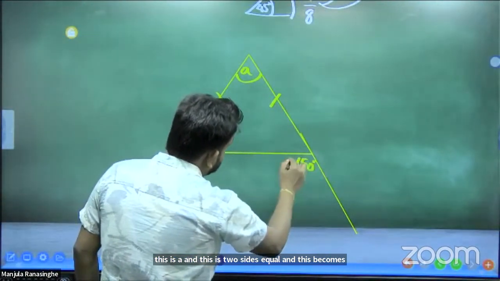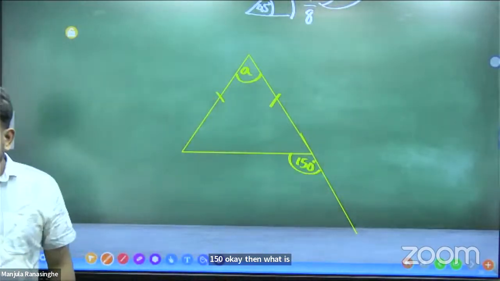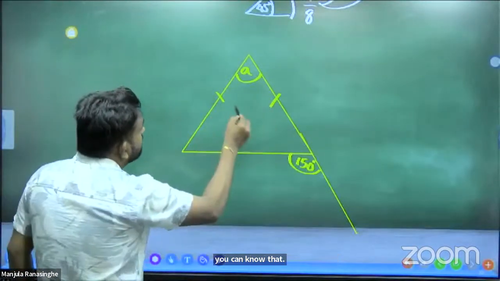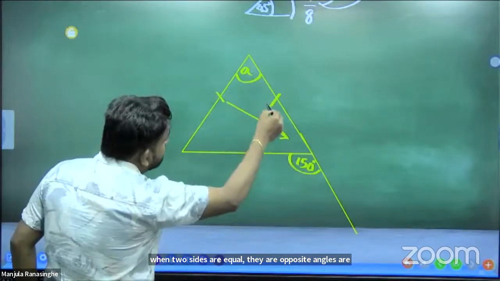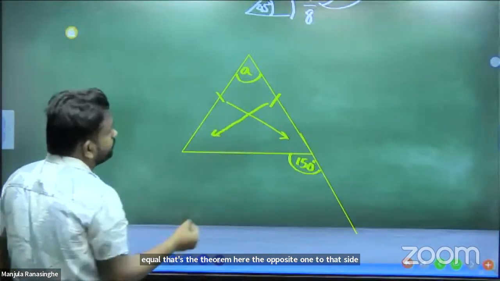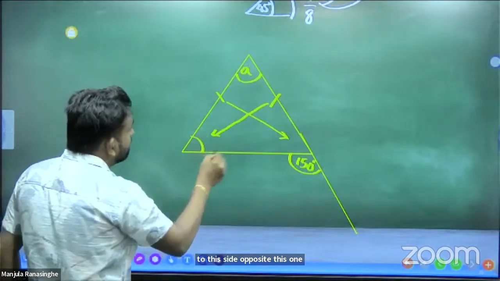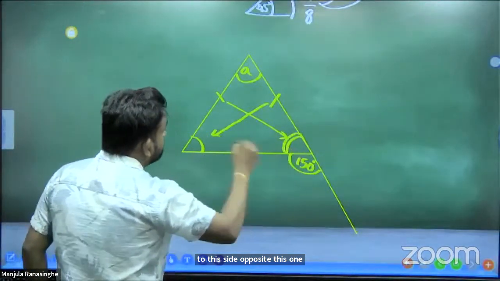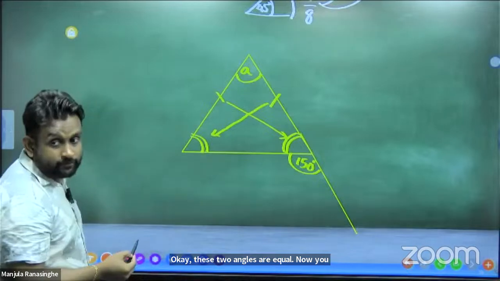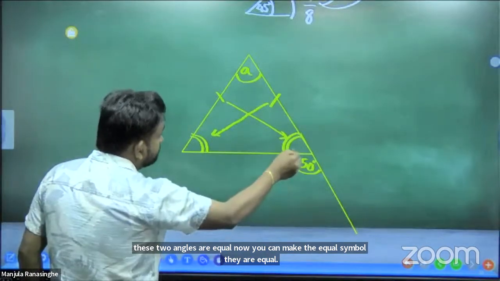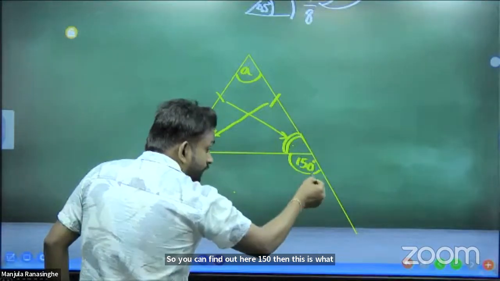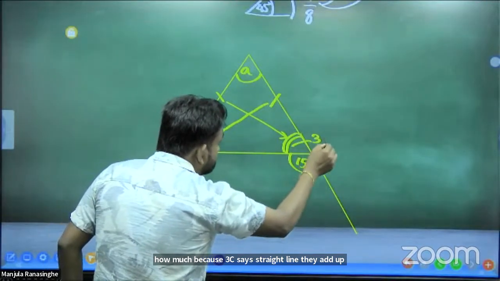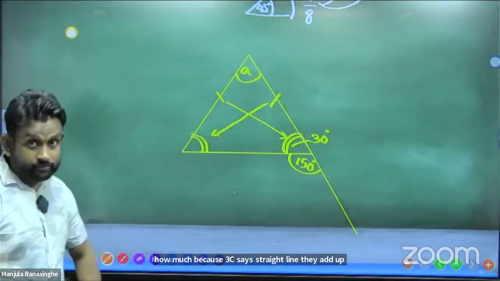Okay. Then what is the theorem behind that? You know that when 2 sides are equal, their opposite angles are equal. That's the theorem. Here the angle opposite to this side and the one opposite to this side, these 2 angles are equal. Now you can make the equal symbol. They are equal, so you can find out here 150. Then how much is this? Because this is a straight line, they add up to 180. So this part becomes 30. You can mark it in the diagram itself.